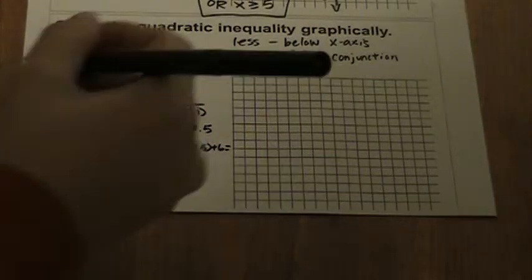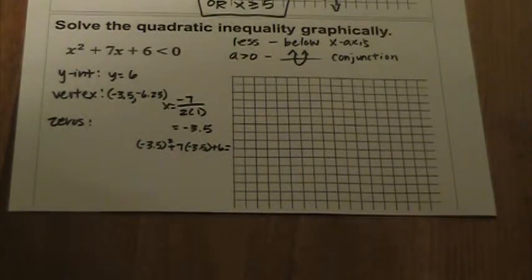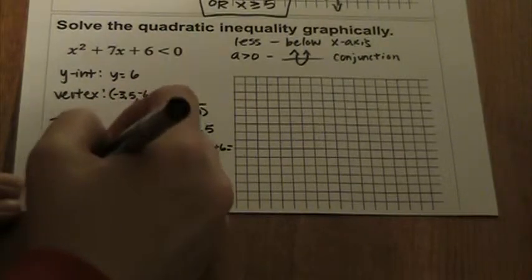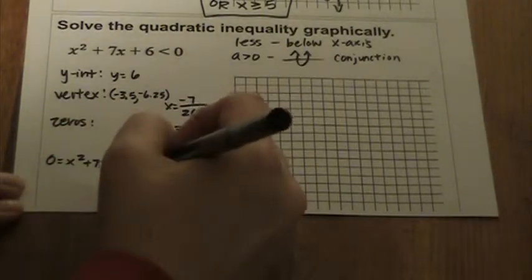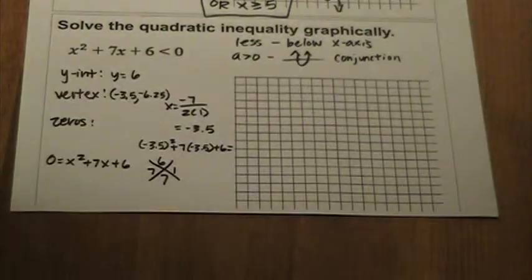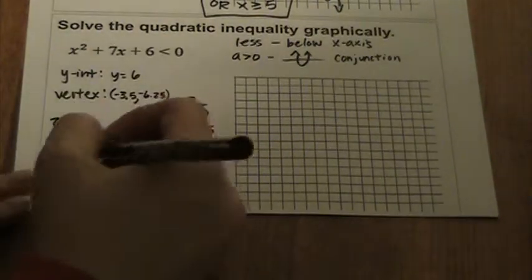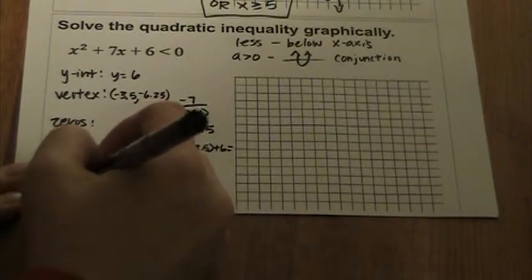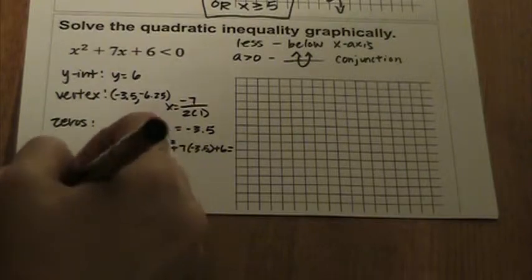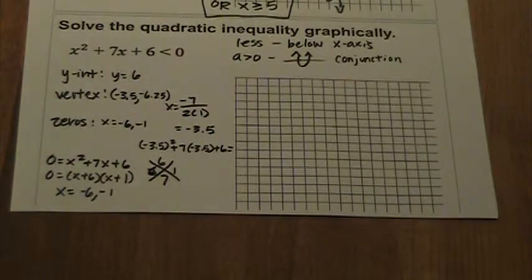All right, the last thing I'm going to find is the zeros. I'm going to try the x puzzle first. So I'm going to set the expression equal to 0. There is a solution to this x puzzle, so I don't have to use the quadratic formula or completing the square. The solution is 6 and 1. So 0 would equal x plus 6 times x plus 1. And x would equal negative 6 and negative 1. So my zeros are negative 6 and negative 1.